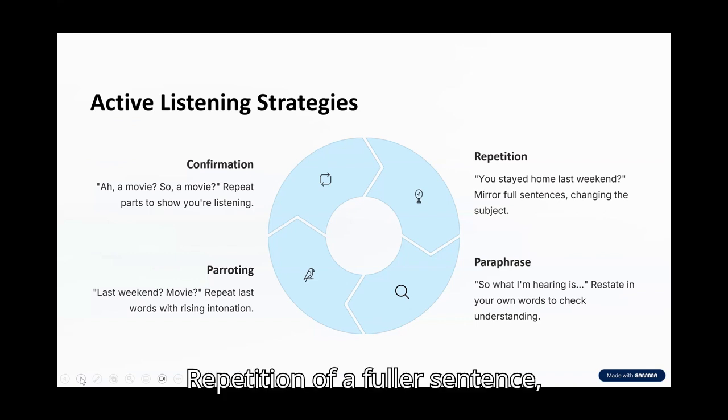Repetition of a fuller sentence. You stayed home last weekend. We can mirror those sentences.